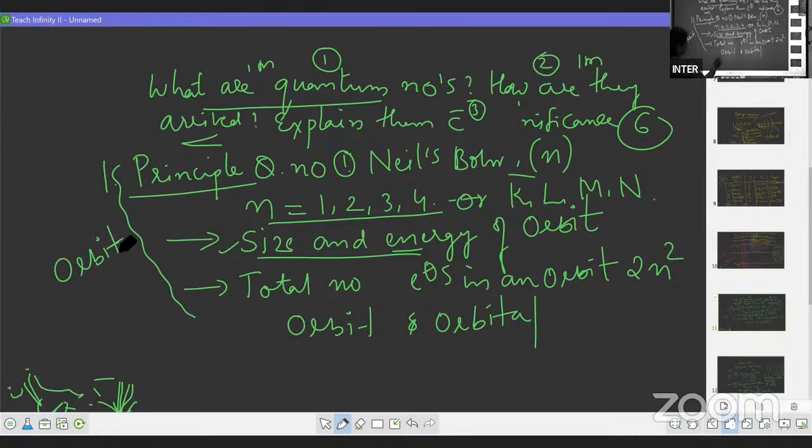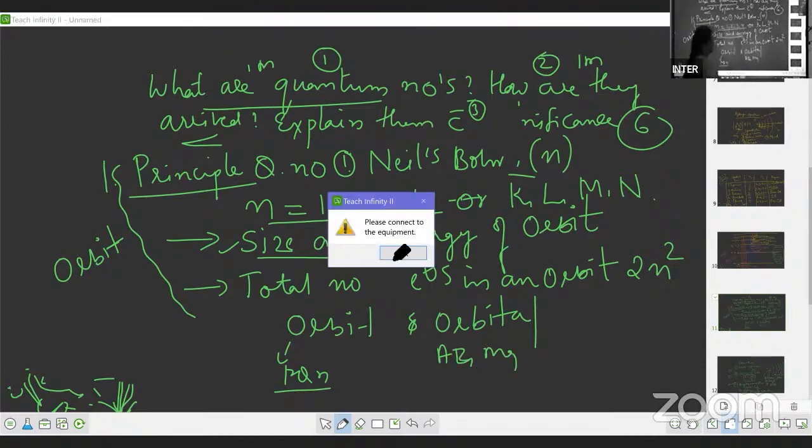Principal quantum number. So this is about the principal quantum number. It is about the orbits. And azimuthal quantum number and magnetic quantum number. These are about the orbital.